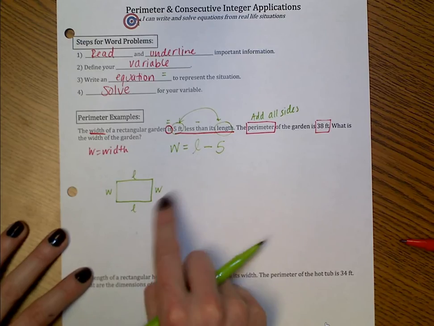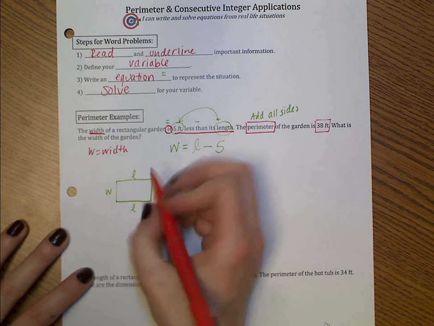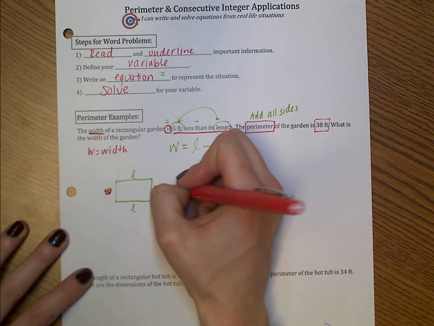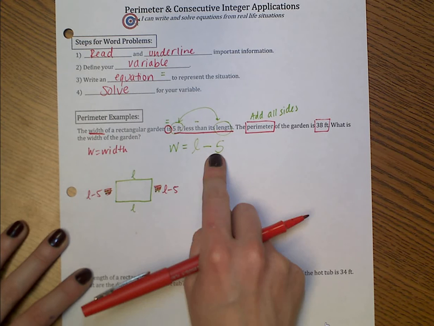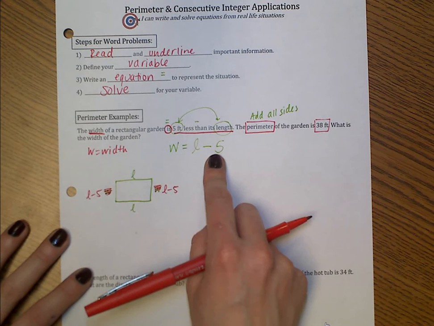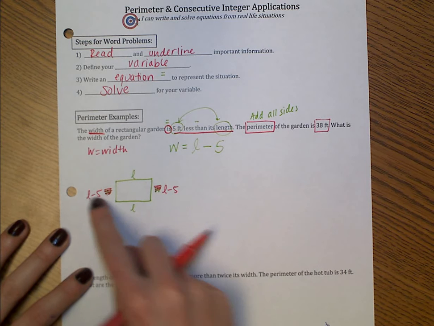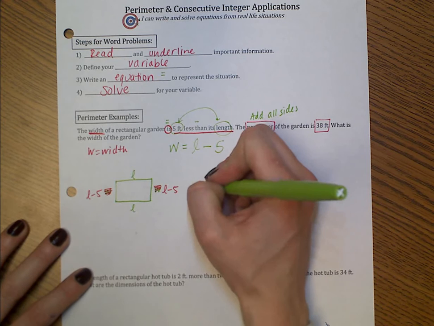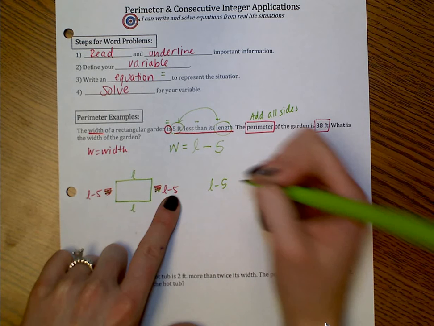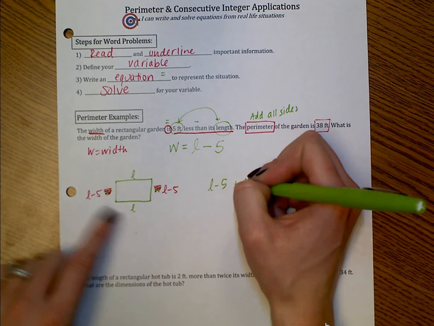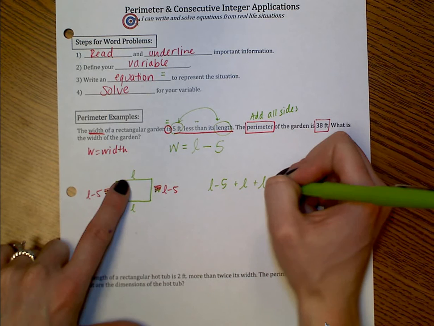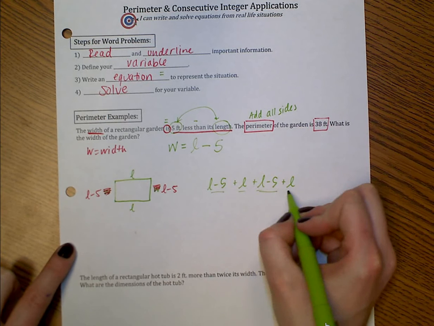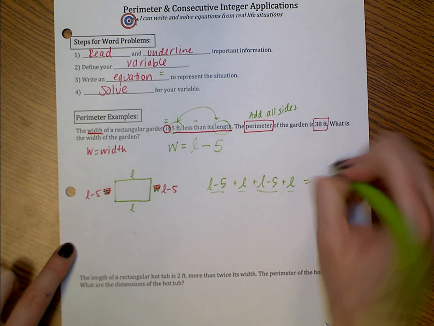So let's come to the width right here. I'm not going to use W, I'm going to use L minus 5. Because we said that's what the width was, 5 less than the length. Okay, so now I'm going to add all 4 of those sides up, because I'm talking about the perimeter. So I'm going to do L minus 5 plus L, plus L minus 5 plus L. Okay, so I added up all 4 sides, and that equals the perimeter, which is 38.